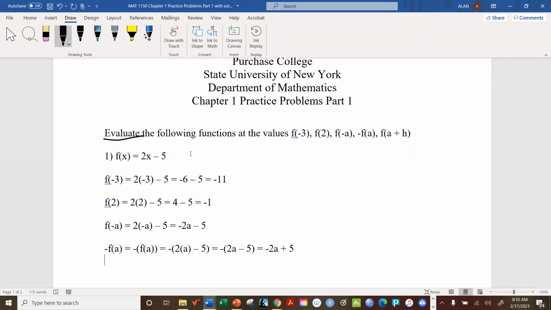Now, we have one more, f of a plus h. All right, it's a little bit more involved. Well, it's not that bad this time. So now here with the 2 times a plus h, you can use the distributive property to rewrite that as 2a plus 2h minus 5, and then you're done. You can't really do anything else with this one.